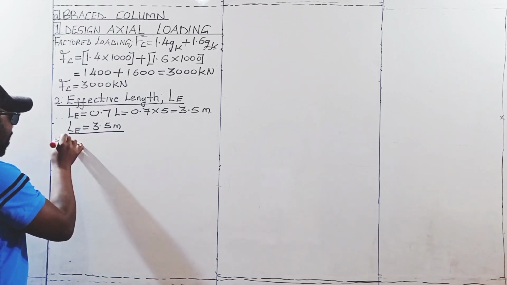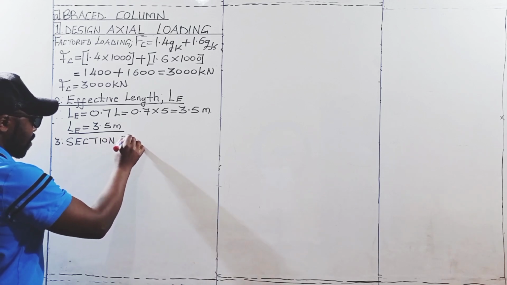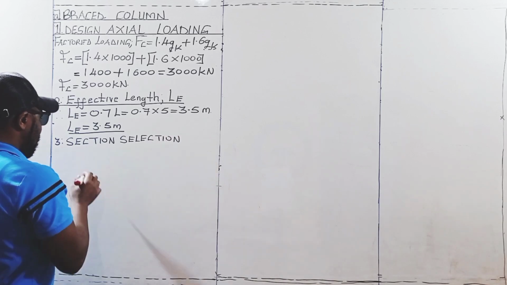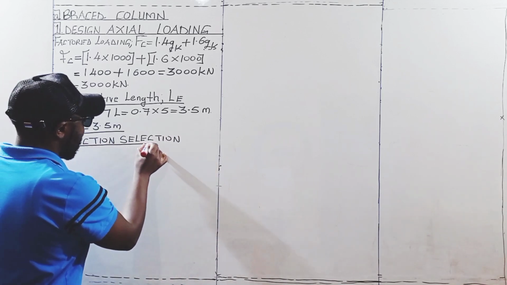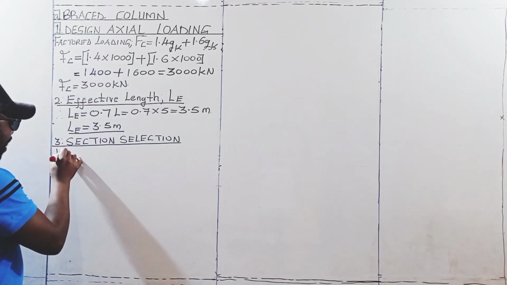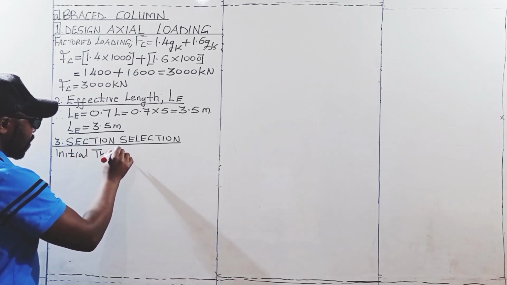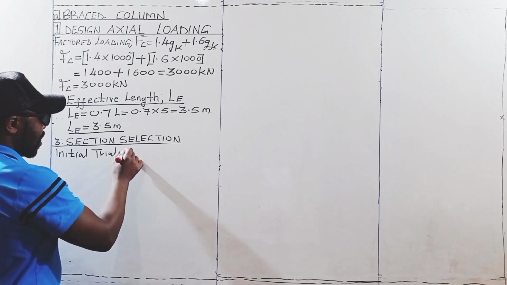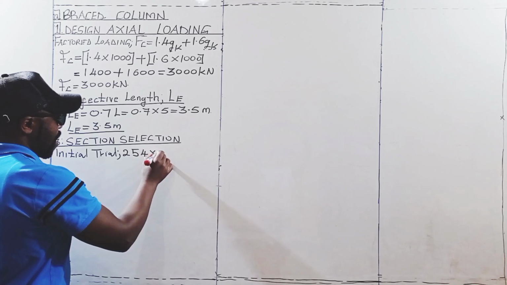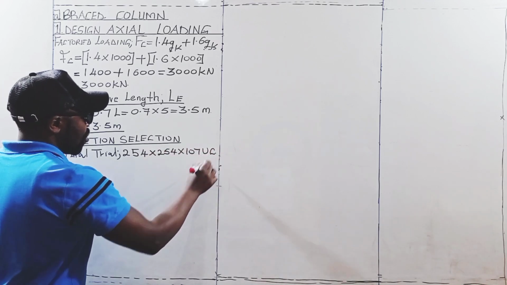Then step number 3 will be section selection, where we are going to select a suitable UC section. But in this case, we can only do it by trial and error method. Therefore, for the initial trial, we are going to try this UC section with a serial size of 254 by 254 by 107 universal column.